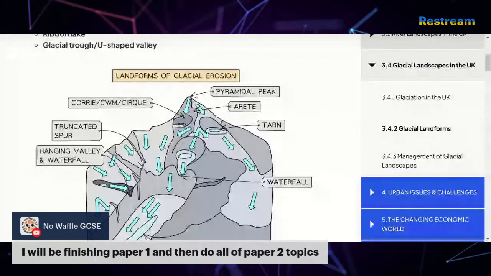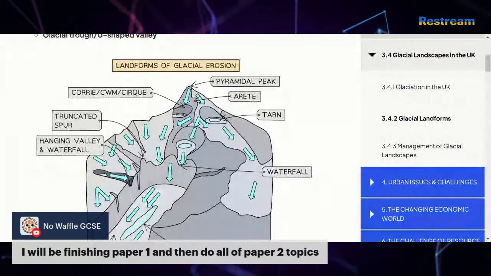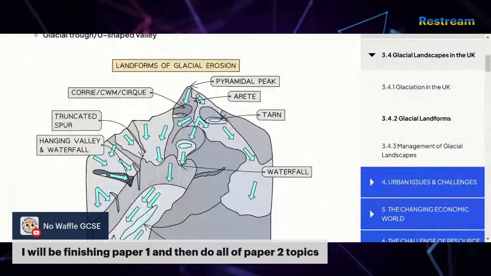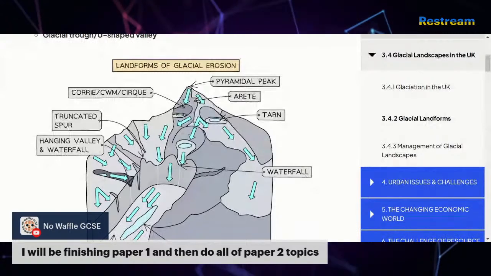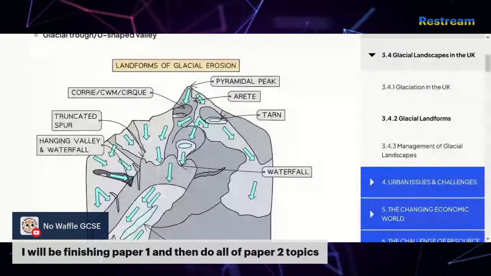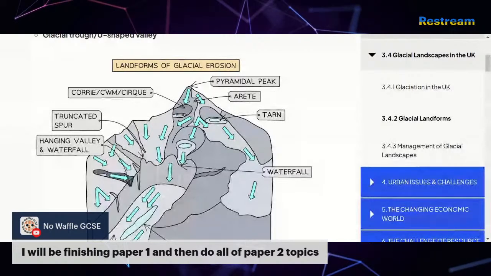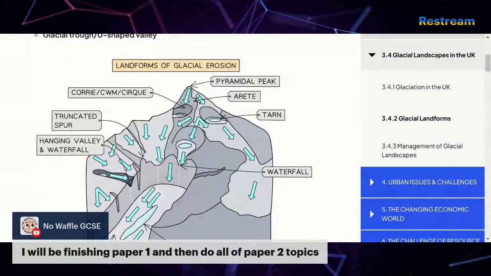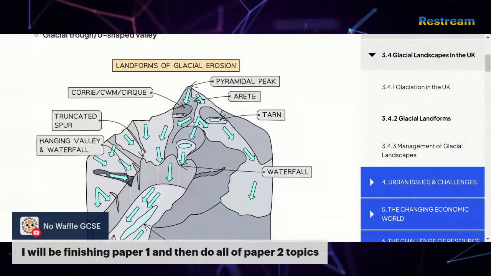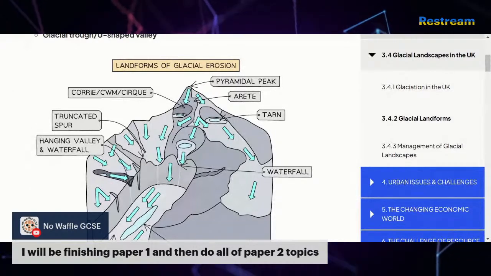Now you can see that as well as a pyramidal peak, we then have an arête. Now an arête is very, very similar to a pyramidal peak. How we said that a pyramidal peak comes from 3 sides of glaciers, back-to-back glaciers eroding a mountain. Here, an arête forms when 2 glaciers flow in parallel valleys. So what happens is both glaciers erode the sides of the valley, then sharpening the ridge between them. So again, let's look at the whiteboard and I can demonstrate this for you.